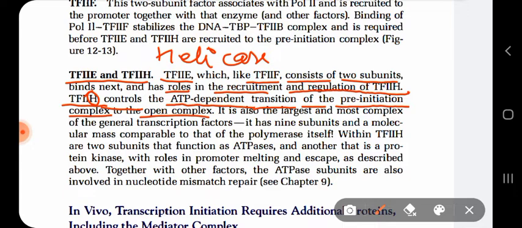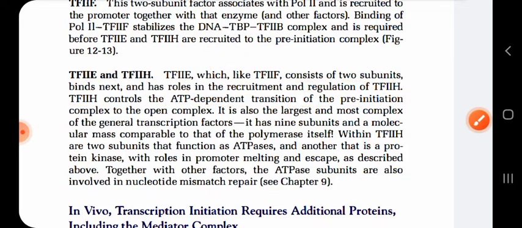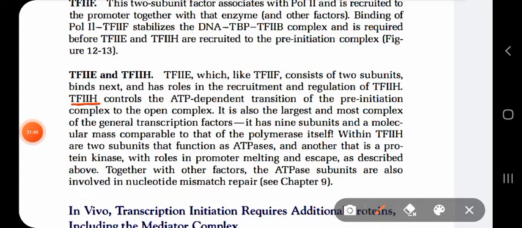Here also with the help of TF2H, it catalyzes the formation of the open complex, where the DNA at the promoter region will unwind. It will unwind, okay, and will now move forward for the elongation.